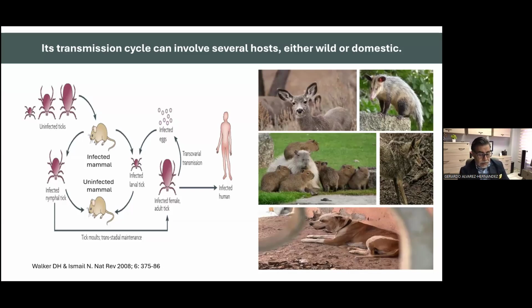Overall, we need to be sure that RMSF has a very complex transmission cycle that can involve different host vertebrates, most of them mammals, either wild or domestic. Among them, the most common are deer, opossum, many different types of rodents, coyotes, capybaras, and very importantly, in some regions or countries, domestic dogs.